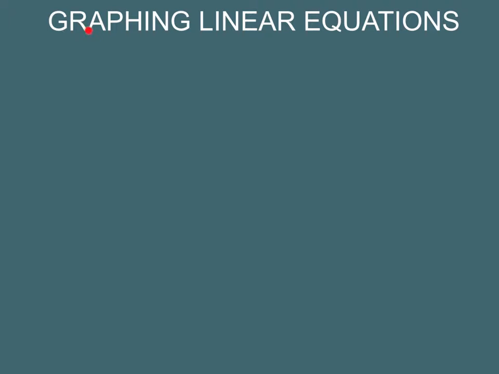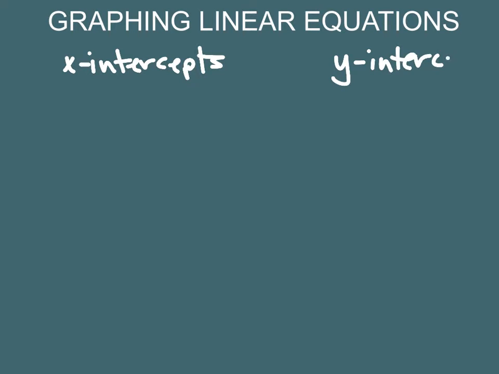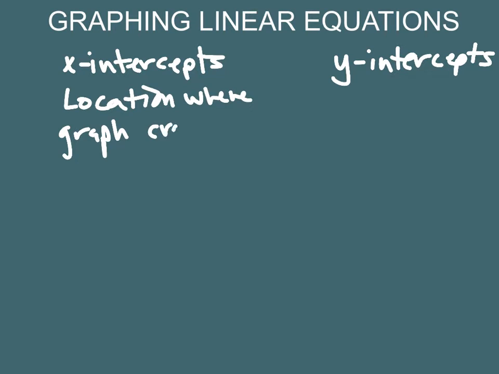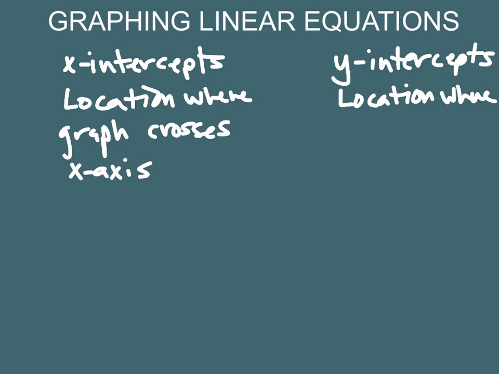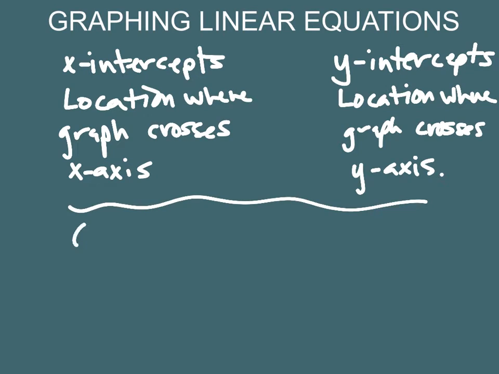The next thing I want to talk about is graphing linear equations, and actually turning these equations into a graph. So the first thing I want to talk about is our intercepts. So we have x-intercepts, and we have y-intercepts, okay? And this is the location where the graph crosses the x-axis, okay? The y-intercept is the same thing, but it's for the y-axis. So it's the location where the graph crosses the y-axis, okay?